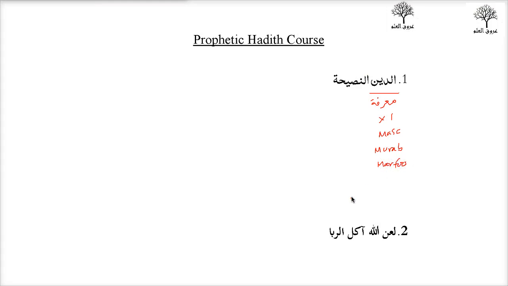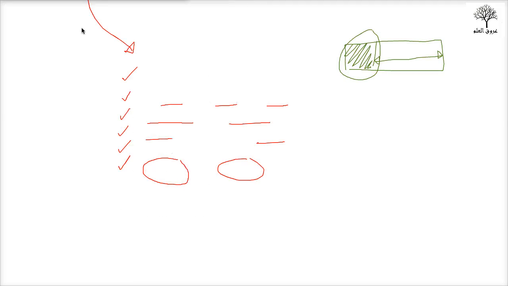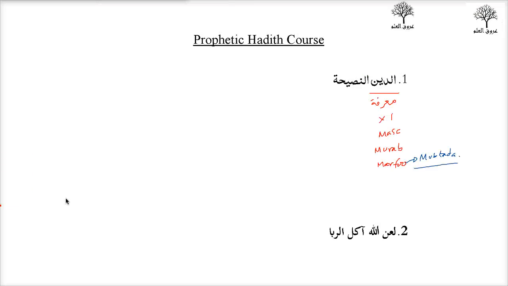Okay, it's marfu. Why is it marfu? In this case, we say it's because it's what we call a mubtada. And inshallah, don't worry about this, guys. I'm going to explain what a mubtada is, but I'm just giving you a brief rundown of how we're going to be applying this. And finally, is it amila or ghair amila? We say it's ghair amila. It has no effect on any words after it.